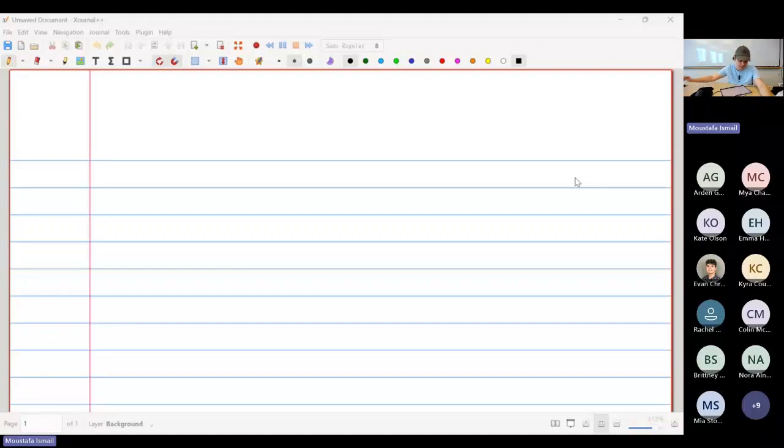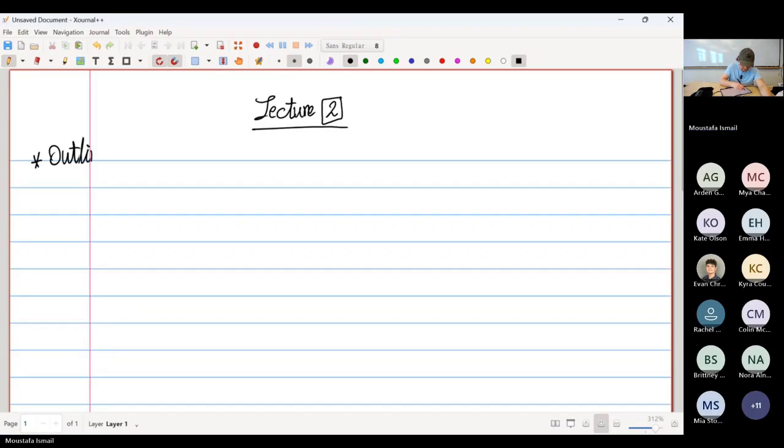So we're continuing with kinematics. So lecture 2. Still kinematics. So the outline for today is we're going to have a quick recap of the definitions we introduced last time. Then we will introduce the kinematics equations.